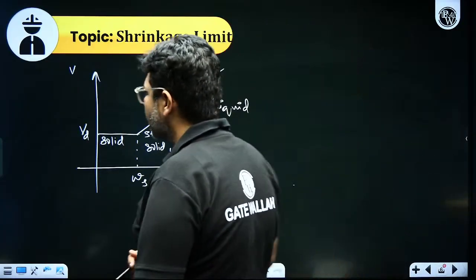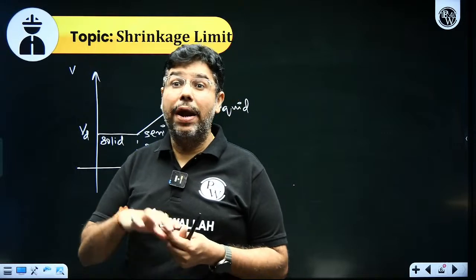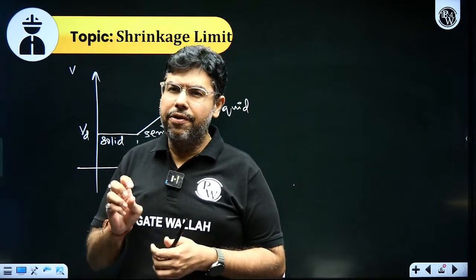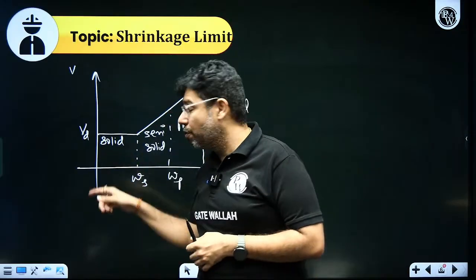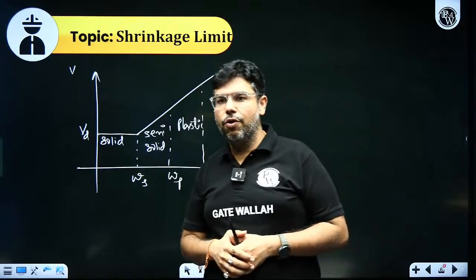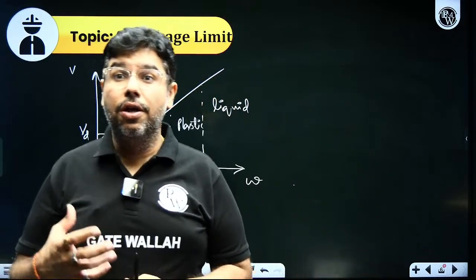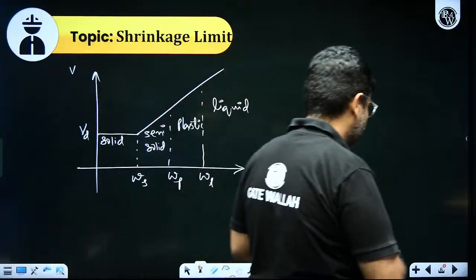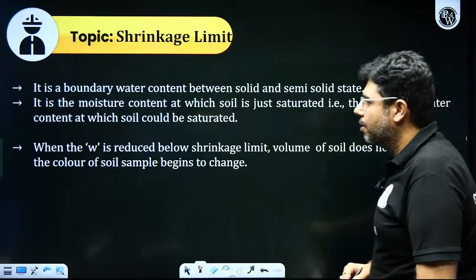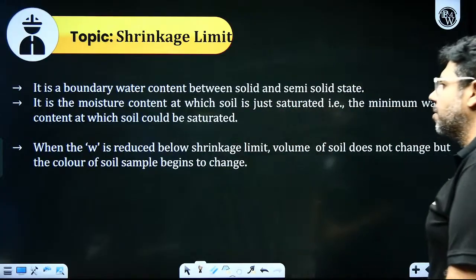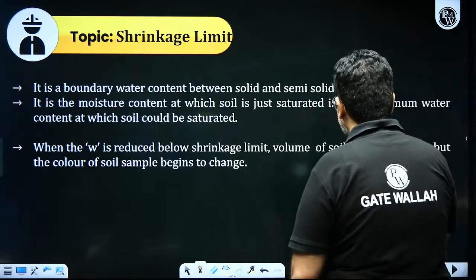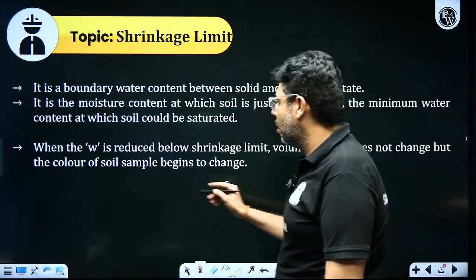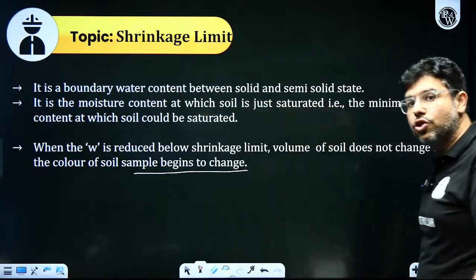One more thing you should understand here. A wet soil is dark in color, whereas a dry soil is lighter in shade. This change in shade also happens when you dry the soil beyond shrinkage limit; the soil starts discoloring and loses its shade. So it is the boundary water content between solid and semi-solid state. It is the moisture content at which soil is just saturated, the minimum water content at which soil could be saturated. When the water content is reduced below shrinkage limit, volume of soil does not change, but the color of soil begins to change.